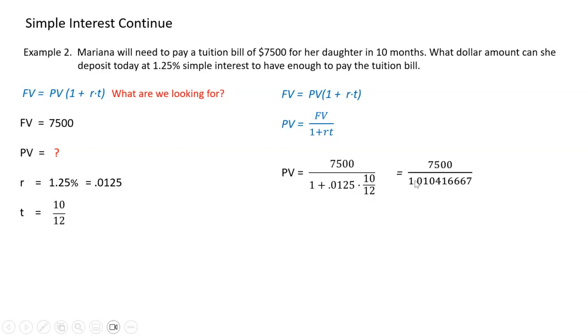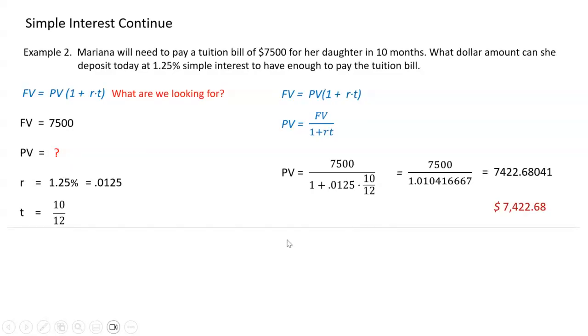So we have 7,500 divided by 1.010416667. It's going to give us $7,422.68. So that's the answer. That's the payment, how much money she has to deposit right now. Okay, here's another way that's easier without leaving your calculator, using a TI-83 or TI-84 calculator. Here's how we're going to do it.